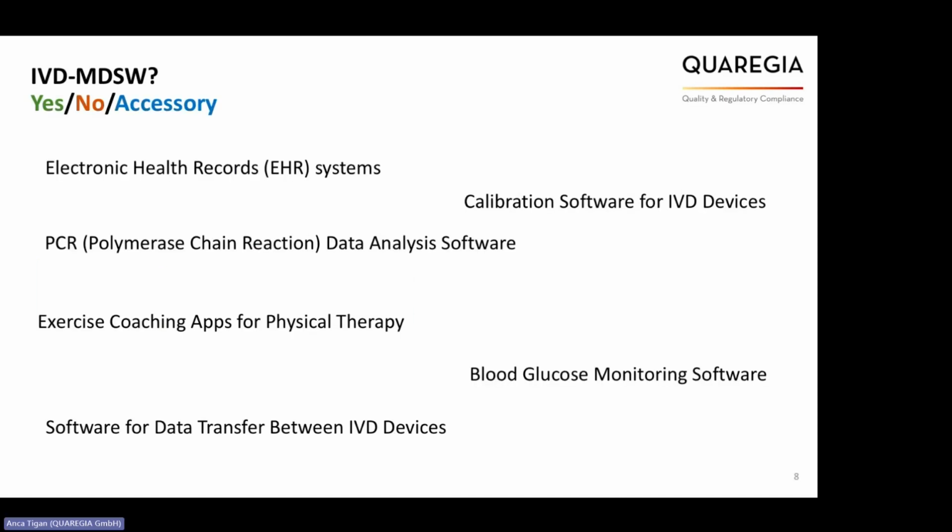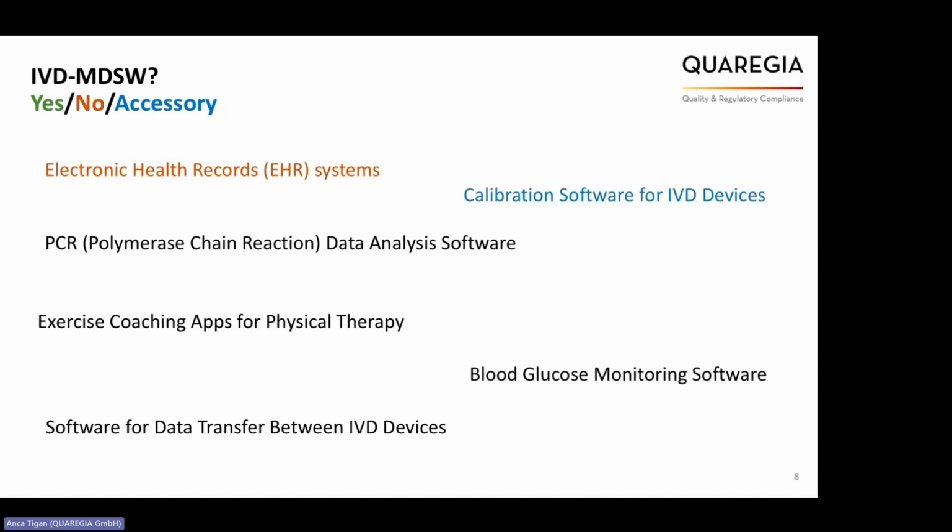So I have listed here several types of software, which will be colored in green if they are IVD MDSV, in red if they are not IVD MDSVs, and in blue if they would be an accessory to an IVD. So for example, the first example, electronic health record systems, would not be considered an IVD MDSV because they would not perform an action on data that is different from storage, archival, communication, or simple search. So the A in MAP.